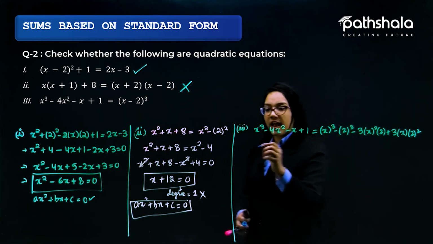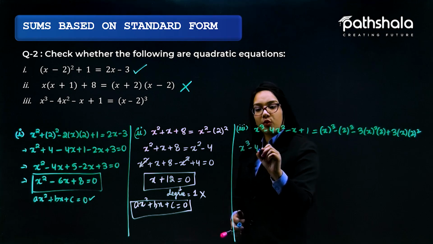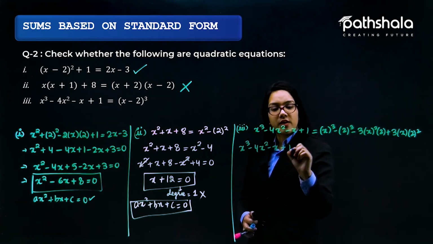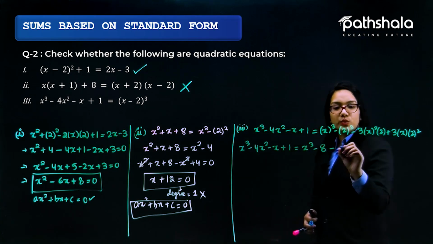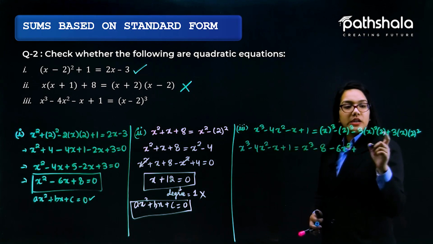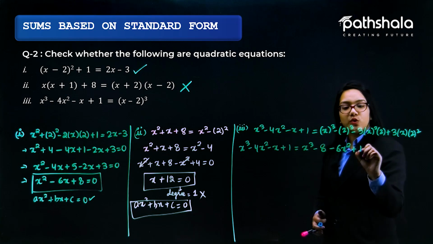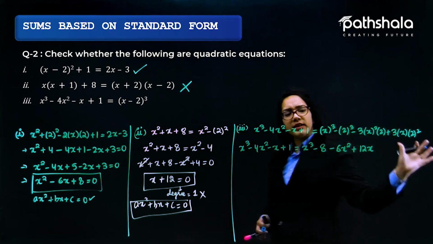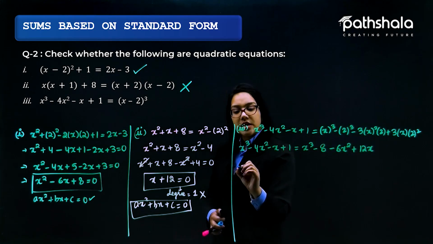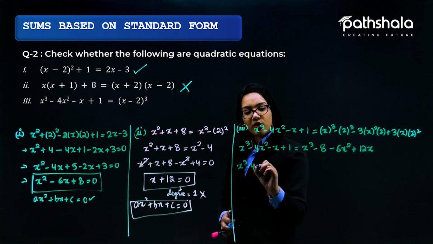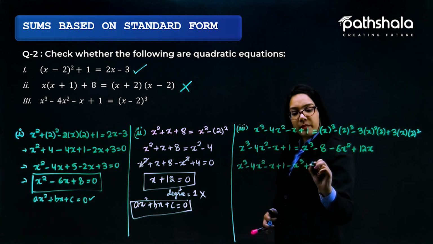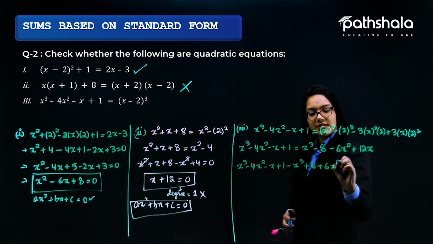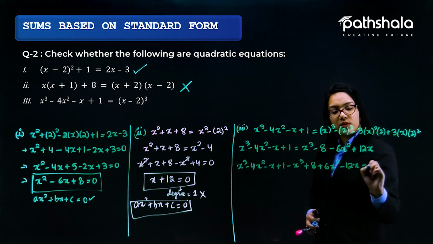So let's solve it. We have x cube minus 4x square minus x plus 1, which is equal to x cube minus 8 minus 3 into 2 is 6x square, plus 2 into 4 is nothing but 12 of x. Let's take all these elements towards the other side. So it would be x cube minus 4x square minus x plus 1 minus x cube plus 8 plus 6x square minus 12x is equal to 0.